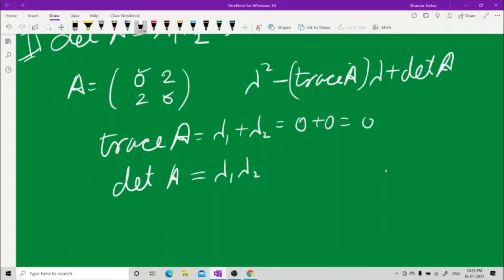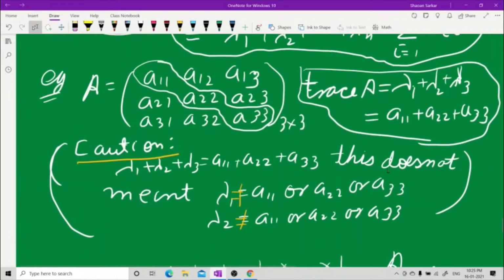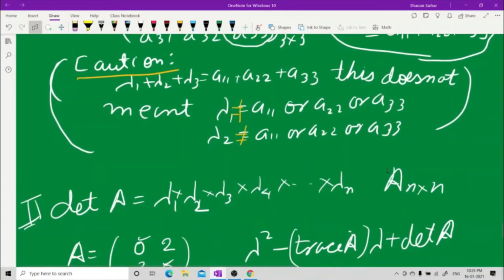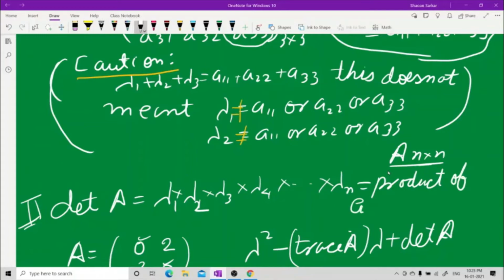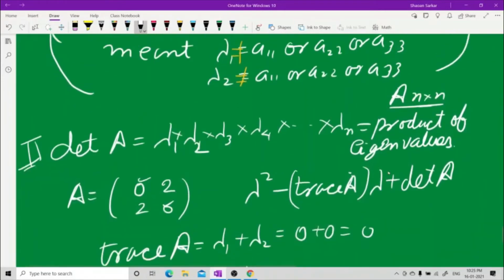I think I should write one more word here, which I should have written. This is for trace. Instead of writing this A cross n here, let me write this is valid for all matrices of n cross n order. So I should have written product of eigenvalues. For more reference, you can see a book of linear algebra by Chomsky. You can check there. You will find all this.